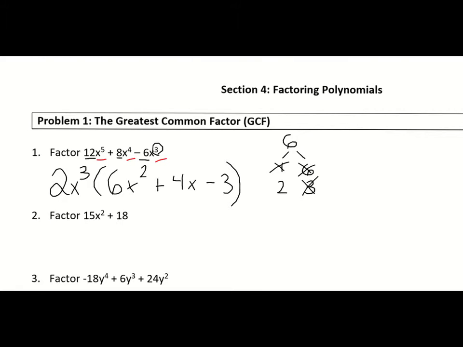When I factor, I should be able to multiply back my final answer and get what I originally started with. 2 times 6 is 12. X to the 3rd and x squared would make 5 x's total. Plus 2 times 4 is 8. X to the 3rd and x makes 4 x's total. Minus 2 times 3 is 6, and I just have x to the 3rd. So we are undoing the multiplication process to see what we started with to get the polynomial we are given. Let's take a look at the next problem, number 2.